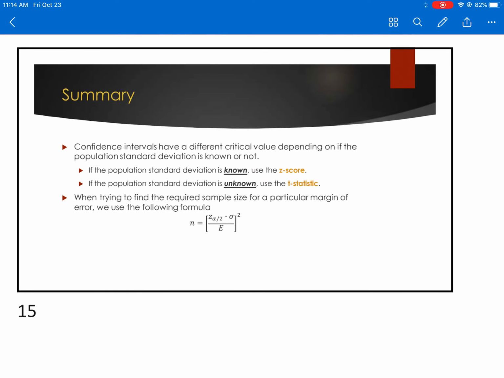So just to summarize, confidence intervals have a different critical value depending on if the population standard deviation is known or not. If the population standard deviation is known, we use the z-score, and if it's unknown, we want to use the t-statistic. When trying to find the required sample size for a particular margin of error, we use the following formula. Okay, so again, that's your z-score times your population standard deviation divided by your margin of error, and you square that answer.